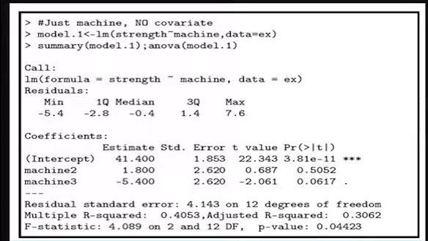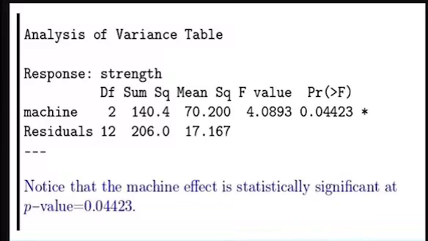Let's see. Take a look at that. Can you now see that they are the same? Do you see 0.04423 in the ANCOVA? What is the meaning of that? It means the p-value here is less than 0.05, and therefore the effect of machine on the strength is significant.